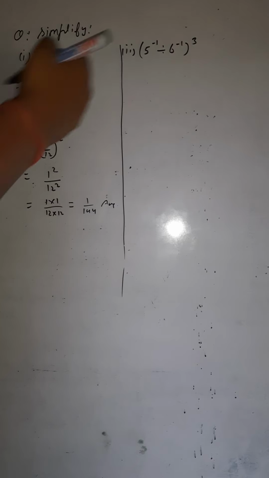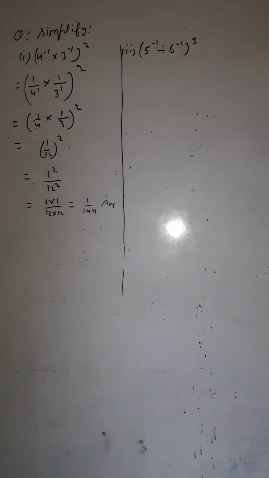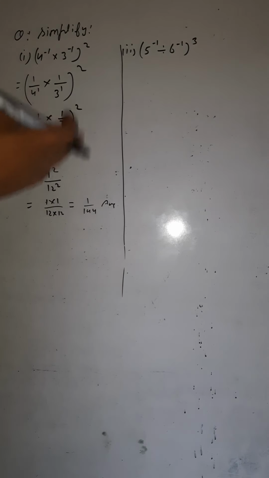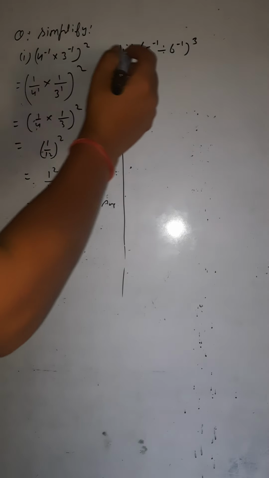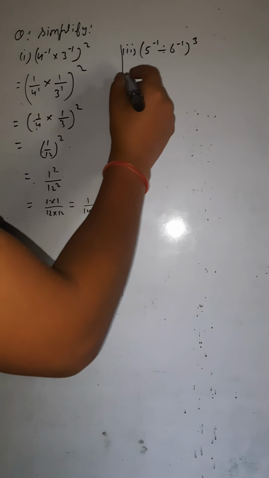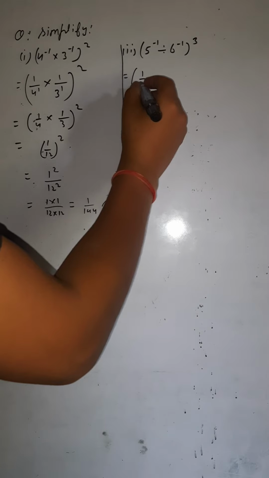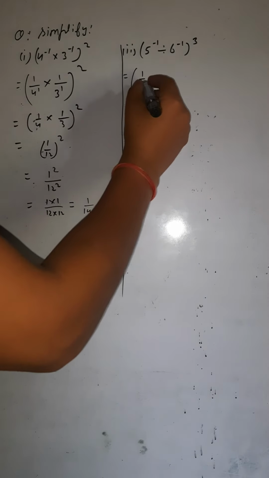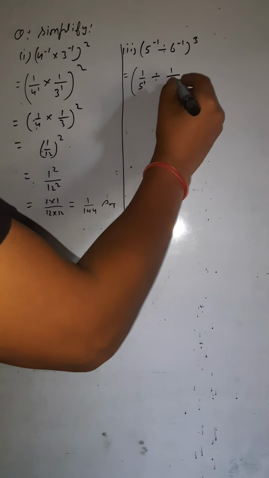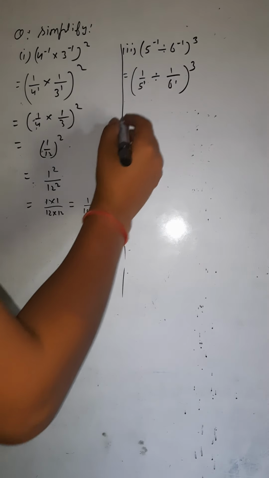Similarly, I have the next question which you try to solve. Just try to solve it first on your own. Pause the video and try to solve this. Then later, whatever I am writing, you write it and match with me. So if you see, 5 raised to the power minus 1 can be written as 1 divided by 5 raised to the power plus 1. Similarly, 6 raised to the power minus 1 becomes 1 divided by 6 raised to the power plus 1, whole raised to the power 3.